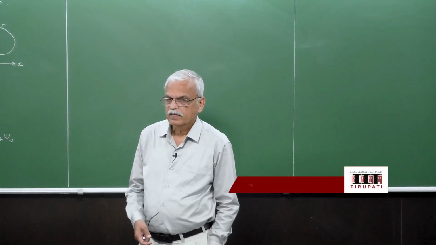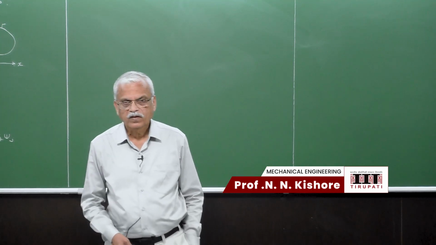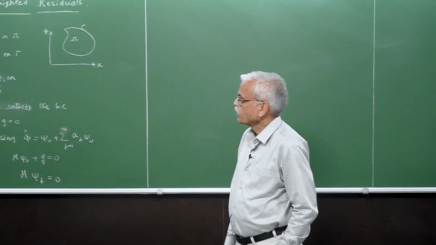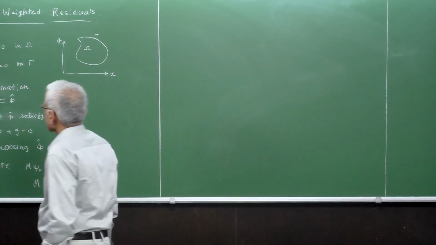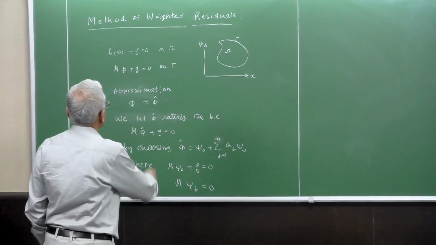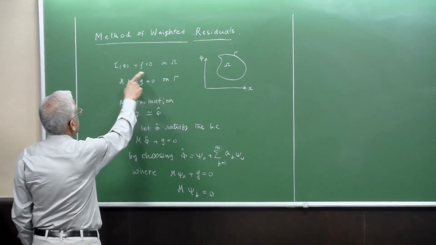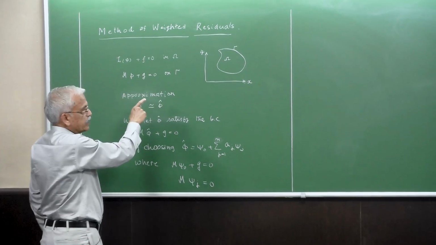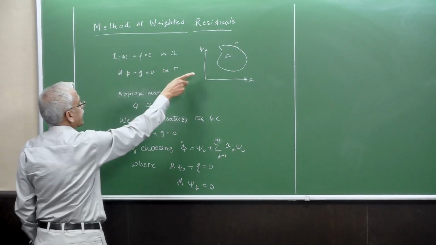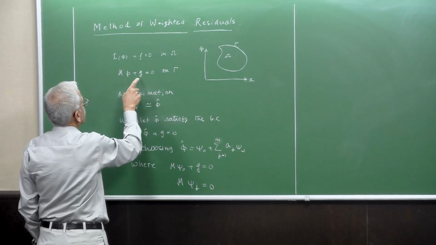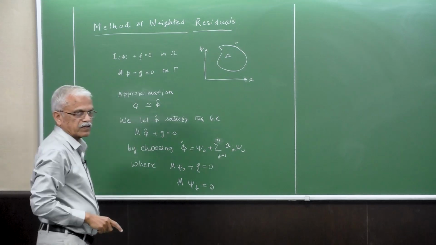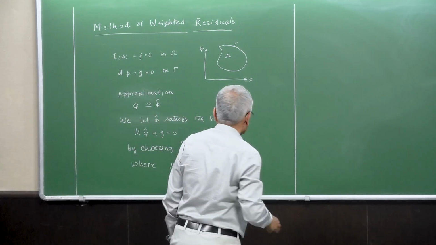Good morning, gentlemen. Let's continue our discussion on the method of weighted residuals. Yesterday we talked about how we approximate the phi. Just to recall a few steps, in general we can put the problem in this manner: L phi plus f is equal to 0 in the domain omega, and m phi plus g is equal to 0 on gamma. So this is the boundary condition, and these are to be satisfied.